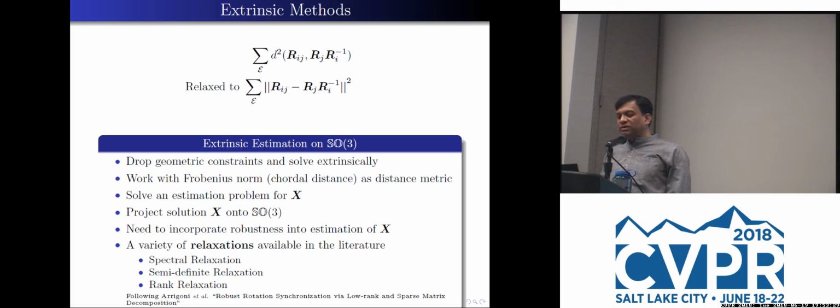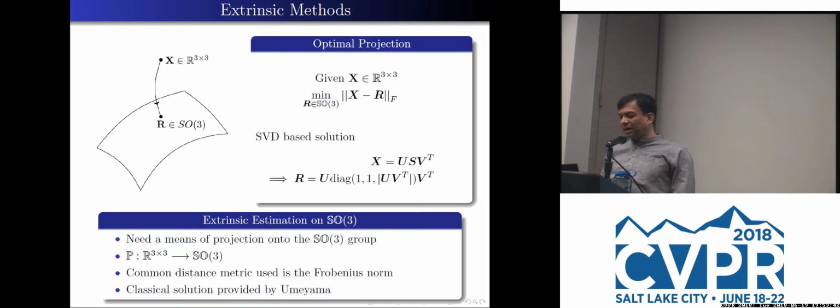Once you do that, then you can actually project it back. I skipped that slide in the interest of time, but there is an easy way of taking any extrinsic solution and projecting it onto the group. If you want to go back later and look at the slides, this is what you should look at: the optimal way of projecting a point. Given any matrix X, you can find the closest 3x3 rotation. This is a classic solution provided by Umeyama many years ago. It's very nice. It just does an SVD.